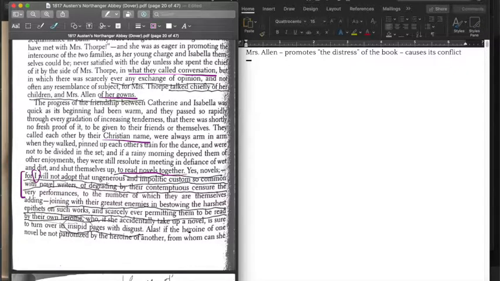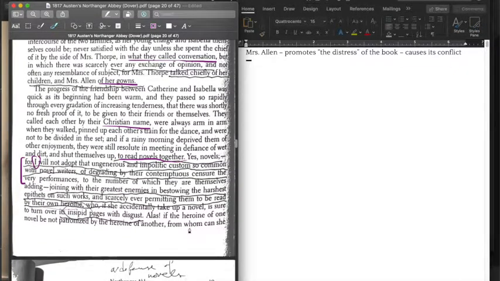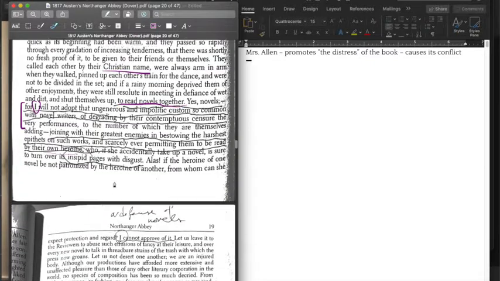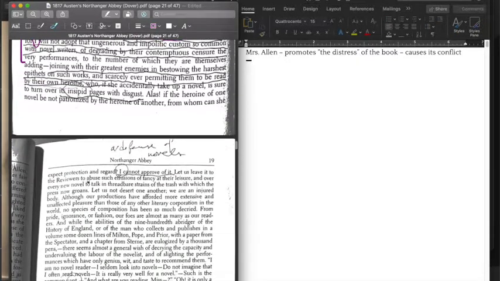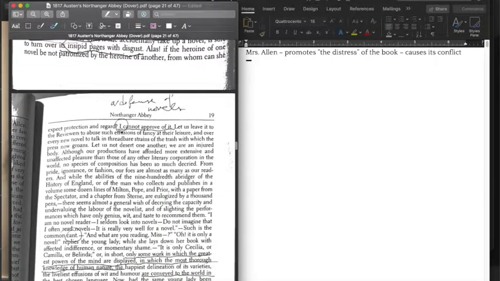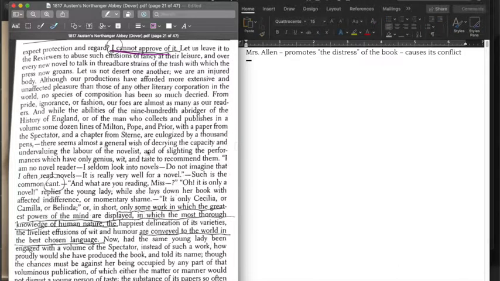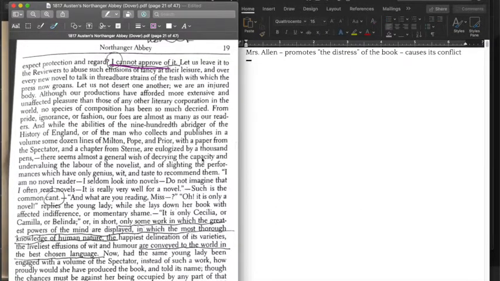"Who, if she accidentally take up a novel, is sure to turn over its insipid, boring pages with disgust. Alas, if the heroine of one novel is not to be patronized by the heroine of another, from whom she can expect protection and regard, I cannot approve of it." So she's saying here, like, in a novel, characters should read novels, and you shouldn't pretend like novels are bad, because you're writing one. Okay? This is a really important passage, because she's like, we novelists need to stick together and support each other.